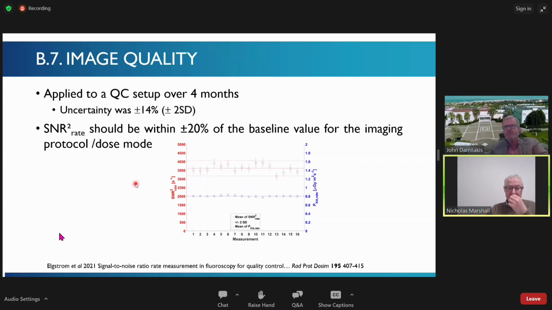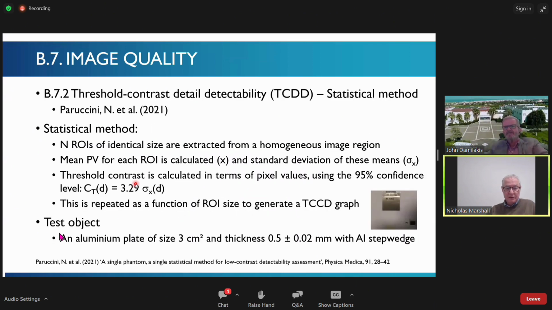The next one is to use something called a statistical method, developed in Italy by Nicoletta Paracchini. I'm over time, sorry. This statistical method uses a small aluminium test object where you extract ROIs of different sizes. So you image it with PMMA, for example, or even with metal filtration. You acquire fewer images. You only need, I think, about 30 images to do the calculation.